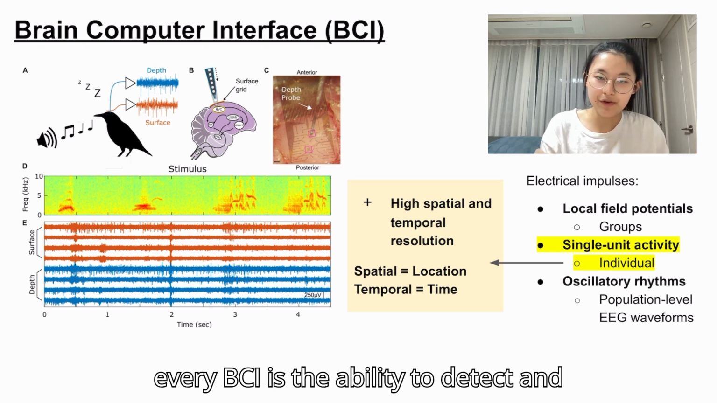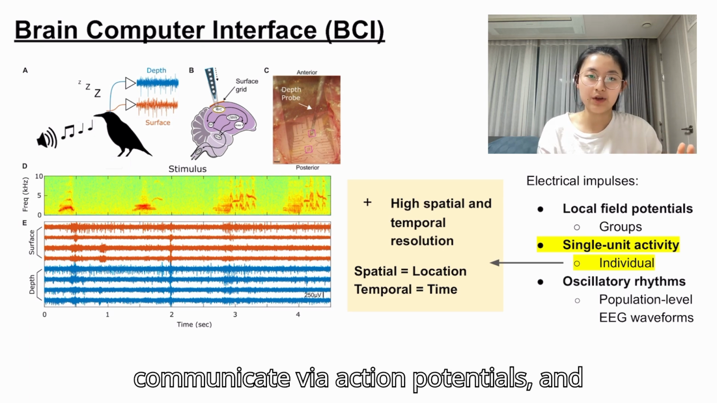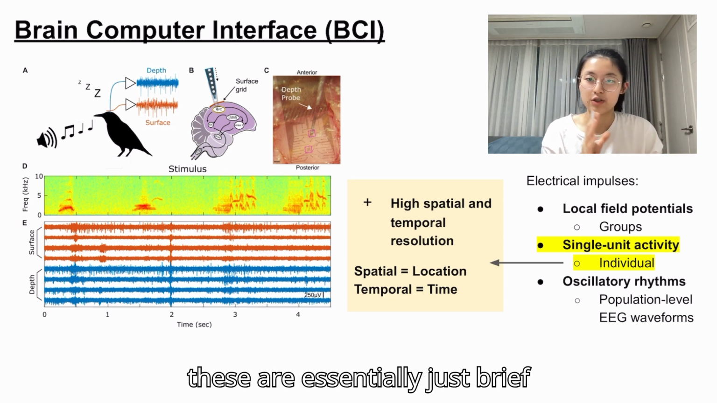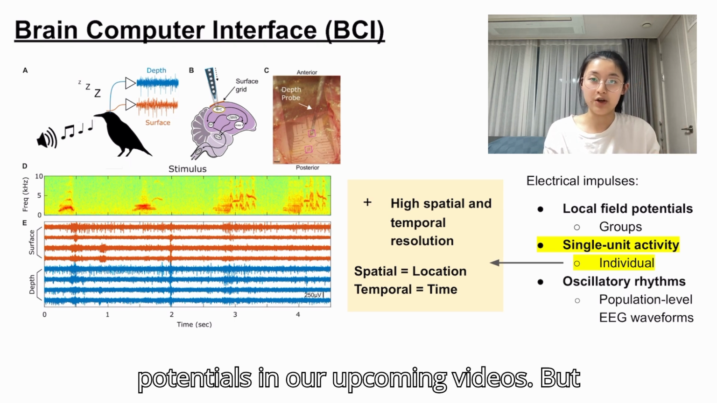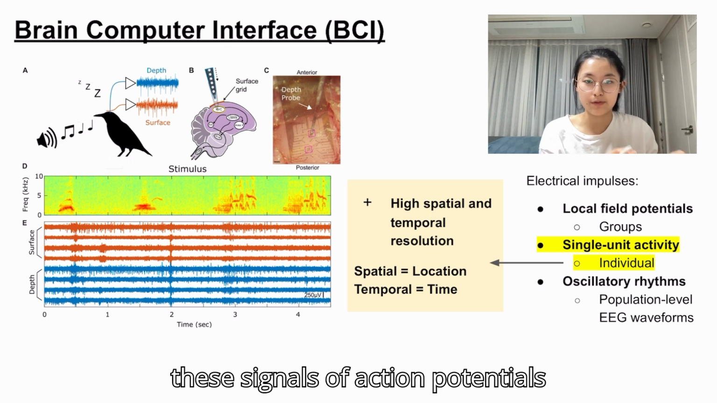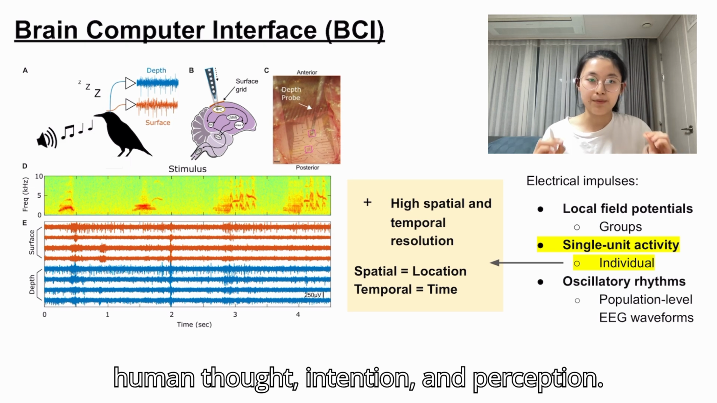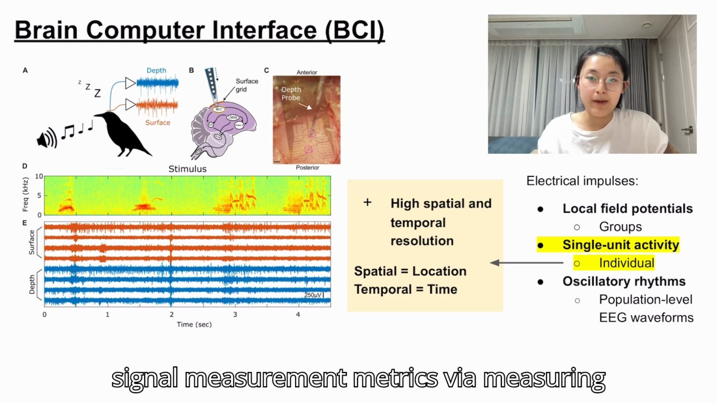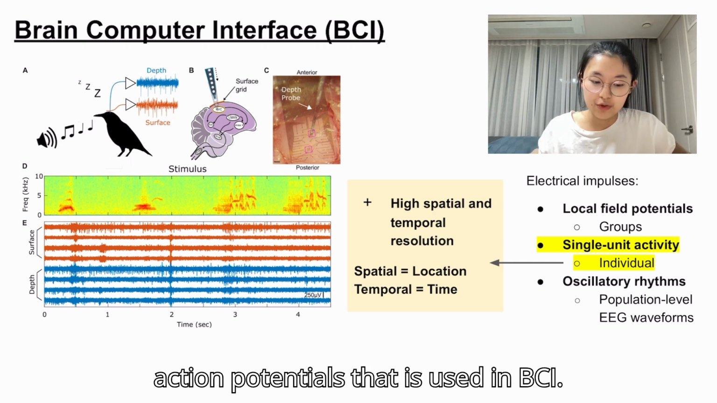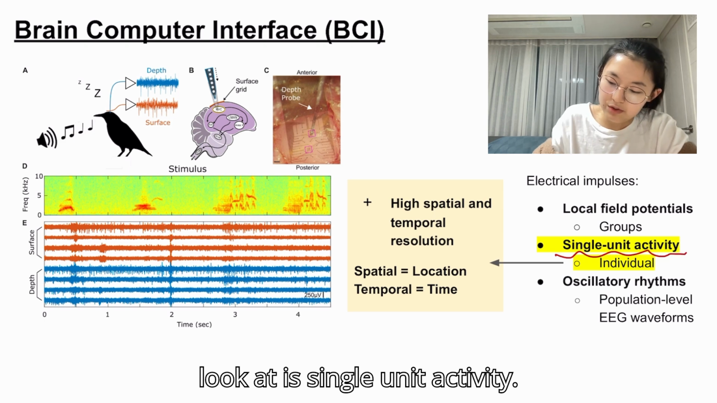Now, at the core of every BCI is the ability to detect and interpret neural signals. Neurons communicate via action potentials, which are brief electrical pulses generated by ion exchange across the cell membrane. I'll talk more about action potentials in upcoming videos, but these signals essentially encode all forms of human thought, intention, and perception. There are several types of neural signal measurement metrics used in BCI, and the first method that we're going to look at is single unit activity.